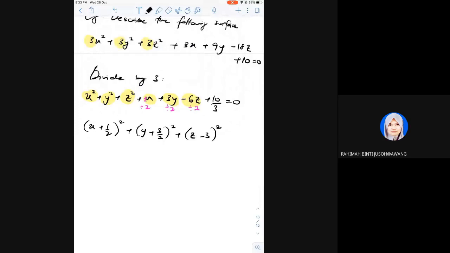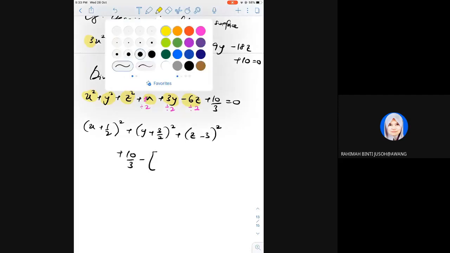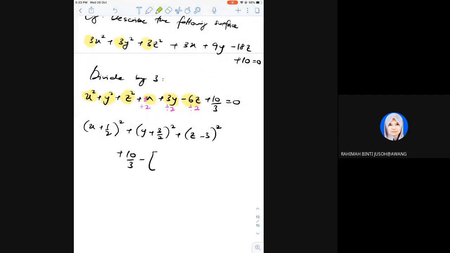And then plus 10 over 3 minus, open the bracket. We have 1 over 2 squared. So, 1 over 2 squared is 1 over 4. Plus 3 over 2 squared. So, 3 over 2 squared is 9 over 4. Plus 3 squared. Negative 3 squared. So, plus 9. Equals to 0.